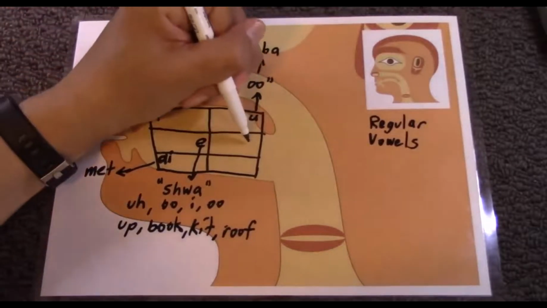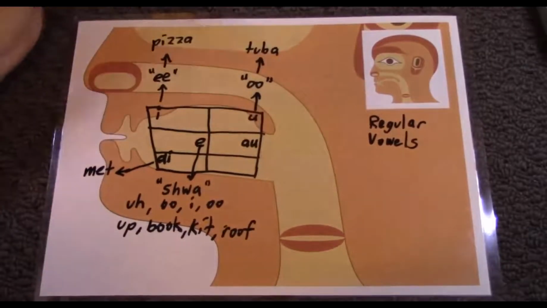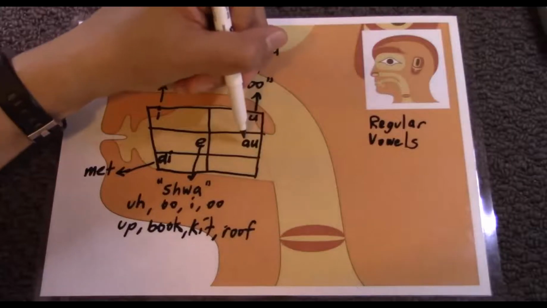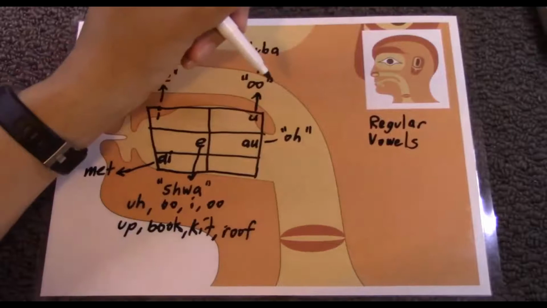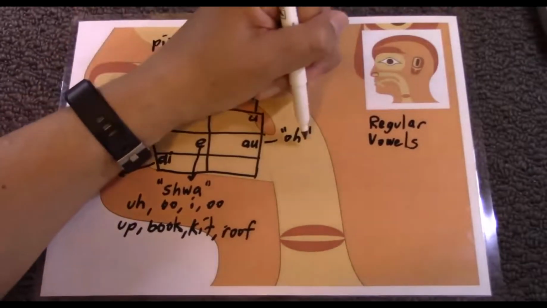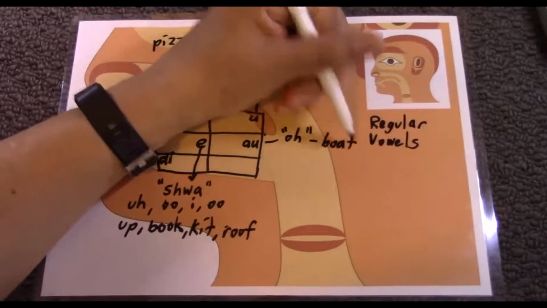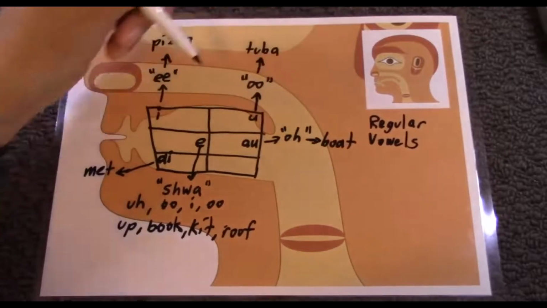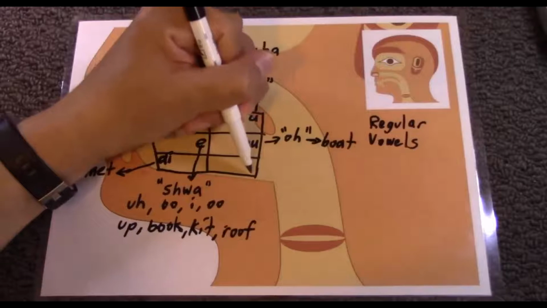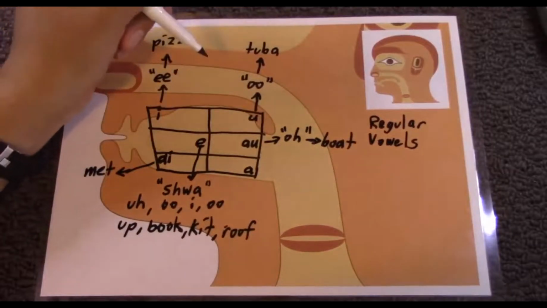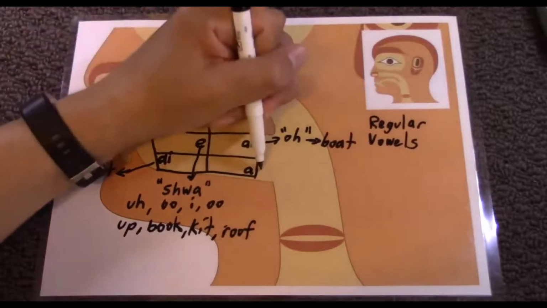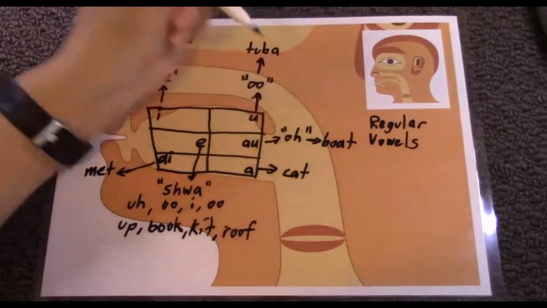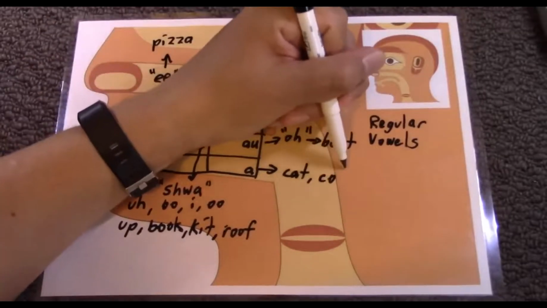Working our way down, we have another letter combination. We have an A and a U together. These two letters combine to make an O sound. So an example of that in English is the word boat. Down here in this bottom section, we have an A. A is a letter that has a couple of different sounds. You might hear kind of an ah sound or an aw sound. So it could sound like the A in cat. It could also sound like the O in cot.